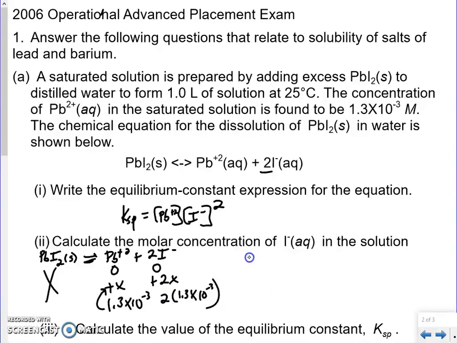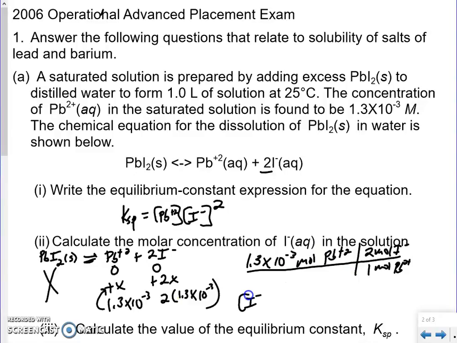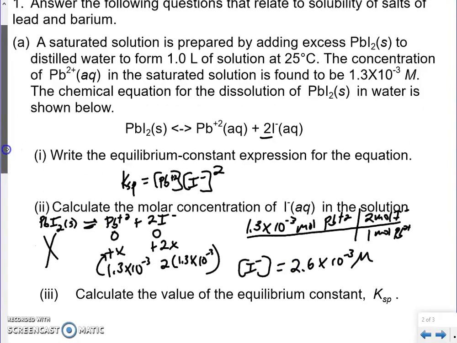Or you could do it this way, or if you have 1.3 times 10 to the negative third, we'll just call it moles, even though it is molarity of the lead ion, sorry. For every 1 mole of lead, there is 2 moles of iodine. So either way you do it, you're multiplying by 2. And what we end up with is concentration of the iodine ion is going to be equal to 2.6 times 10 to the negative third molar. Okay, not too bad. Let's keep going down.